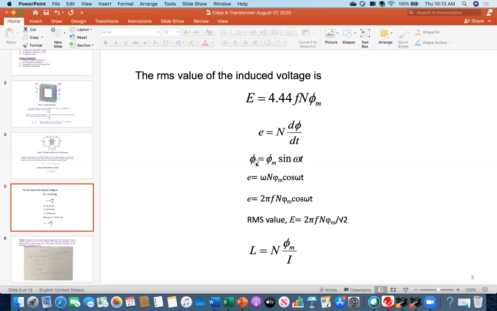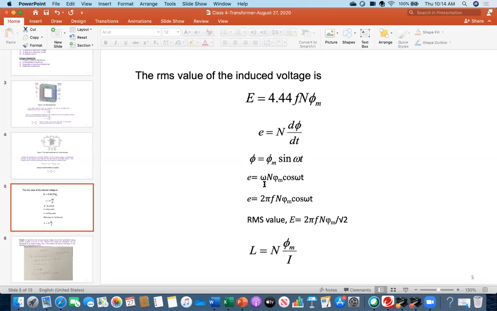First you substitute this phi value in this equation and then take d by dt. After substituting phi here and taking d by dt, you will get this line. Everybody see? The N is here, and this phi m is this phi m. But because it is sine omega t, you will get omega cosine of omega t. So I got this expression.